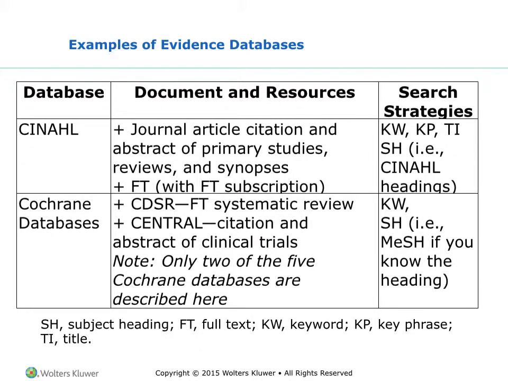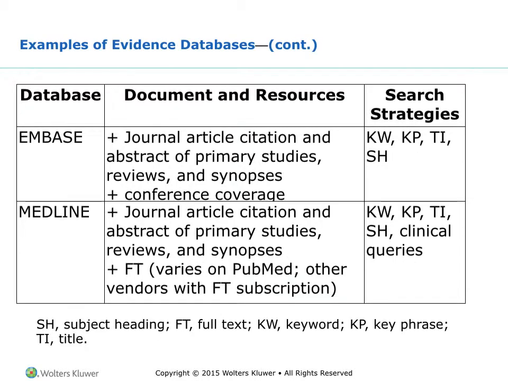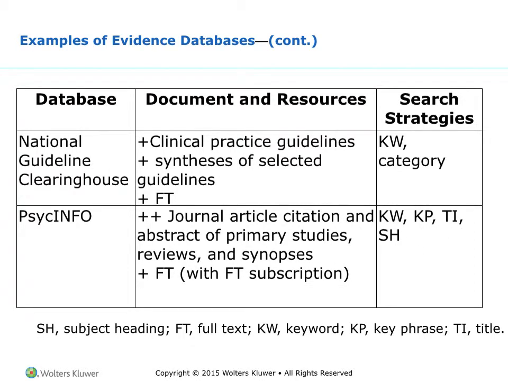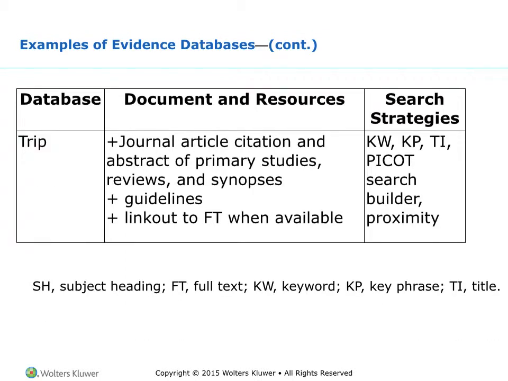So these, again, are all the different databases, not all of them, but some of them, that you can use when you conduct a search. It's good to know about them, but again, I really want you to stay in CINAHL. The Cochrane database is where you're going to find systematic reviews. We talked about Medline. I'm not familiar with Embase. We talked about National Guideline Clearinghouse and PsycInfo, and I'm not familiar with TRIP.